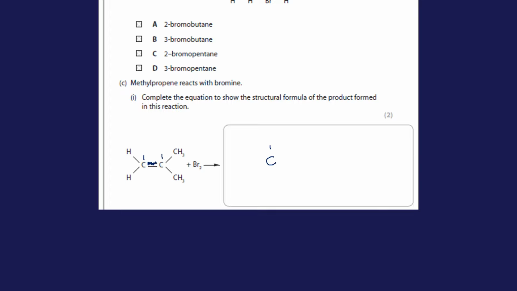The carbon on the left will now have 2 hydrogens. Don't worry where you draw the hydrogens, you can put them in any order, as long as this carbon has 1 bromine and 2 hydrogens. The carbon on the right has a CH3, another CH3, and a bromine. So there's 1 bromine on each of them. That really doesn't look like a 3, but it is there. And that's worth 2 marks.